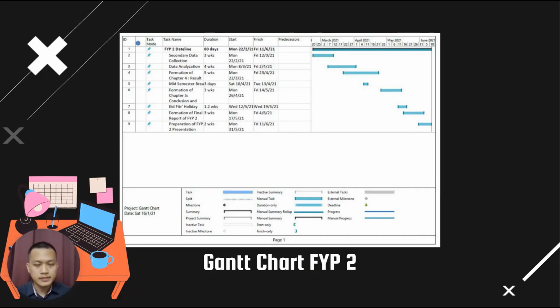Next is my Gantt chart for final year project 2. I have distributed it into 6 main points. First point is secondary data collection. Secondly is data analysis. Thirdly is formation of chapter 4, the results. And fourth, the formation of chapter 5, conclusion and recommendation. Fifth, formation of the final report for FYP 2, and then lastly, the preparation of the final year project 2 presentation.